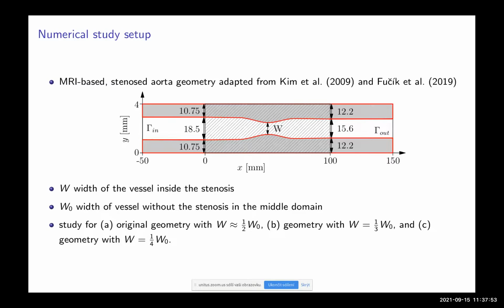Now let's see the setup of our numerical studies. We used, as I said, a 2-dimensional geometry of a stenotic artery. We used an MRI-based geometry adapted from this paper. It was already used by my colleagues in previous work. If we denote the width of the vessel in the stenotic region by W and the width that the healthy vessel would have by W0, then we can classify the 3 cases we used in the following way. First we used the original geometry where the width was approximately 1/2 of the width of the healthy vessel, and then we created 2 more cases with more severe stenosis, with 1/3 and 1/4 of the width of the healthy vessel.